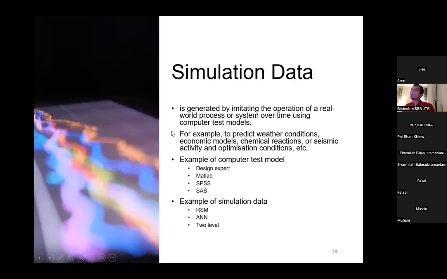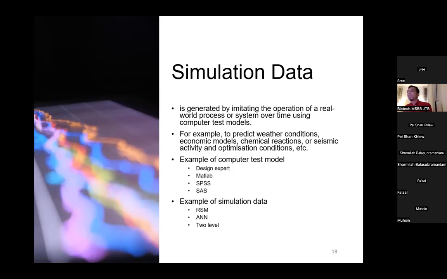The third one is simulation data. So what is simulation data? It's data that we generate by imitating the operations of a real-world process or system over time using a computer model. So usually if we want to have simulation data, we need to use the computer to generate the simulated data, all right?